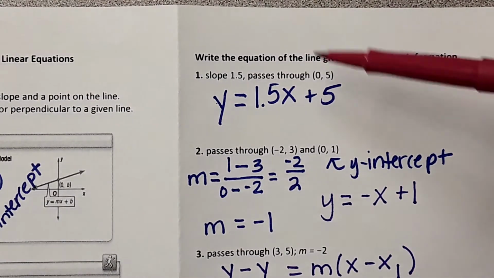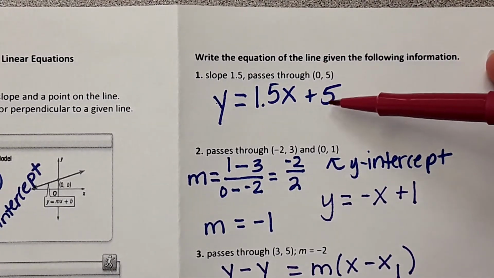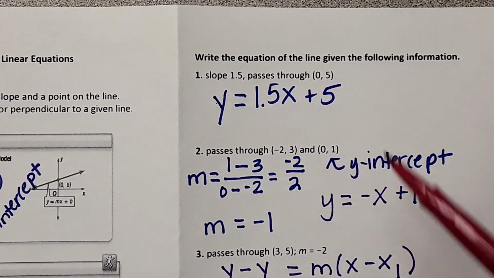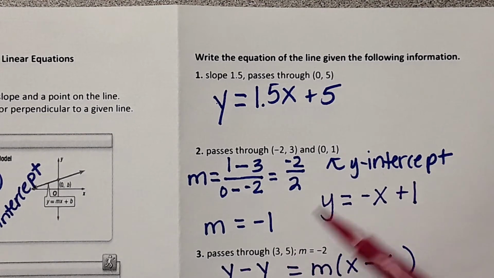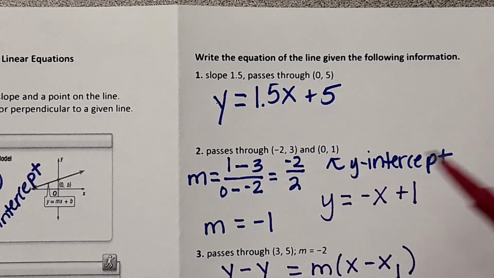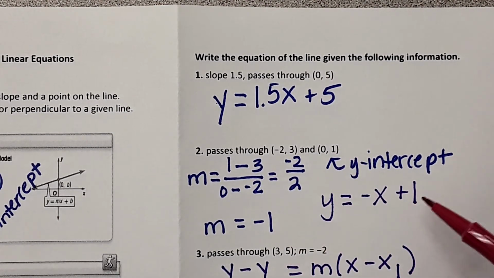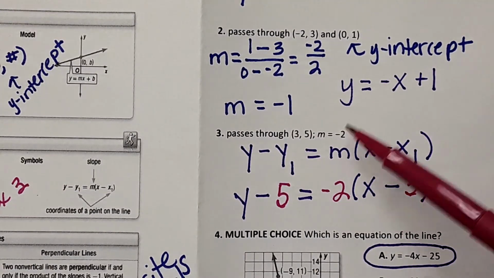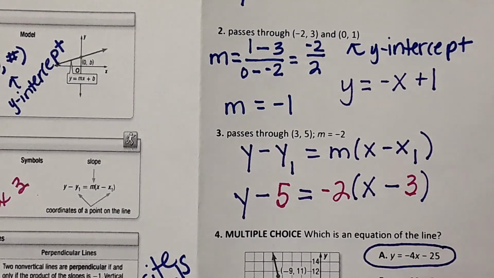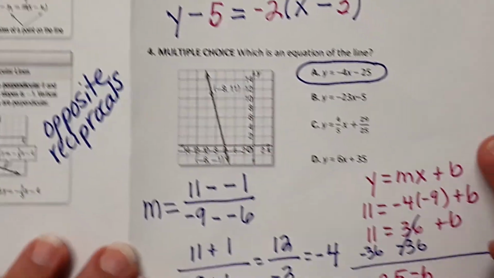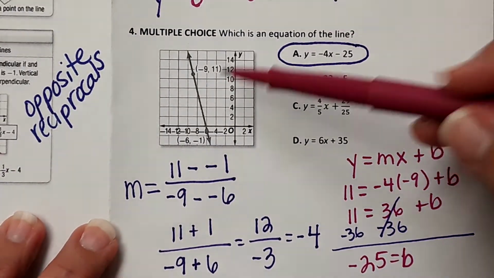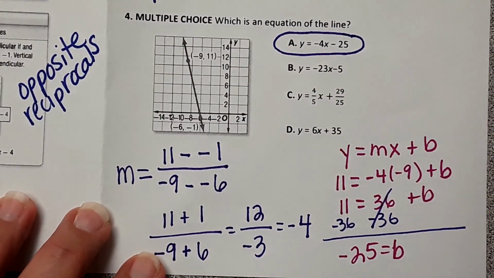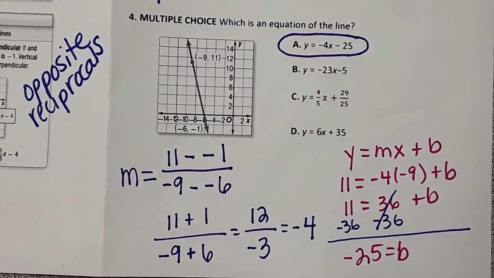We have a slope and a y-intercept. That's why we wrote it in slope-intercept form, because this was our y-intercept. We had 2 points, so I had to find the slope. But because I knew the slope and the y-intercept, I could write it in slope-intercept form. On number 3, I knew a point and a slope, so I wrote it in point-slope form. And then for 4, I used 2 points to find the slope, and then I used one of the points to find the y-intercept to make sure I was correct.